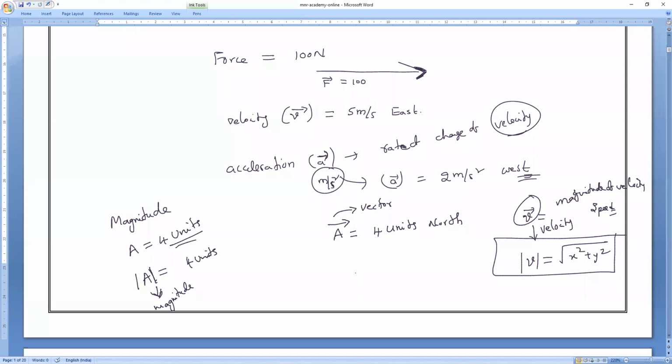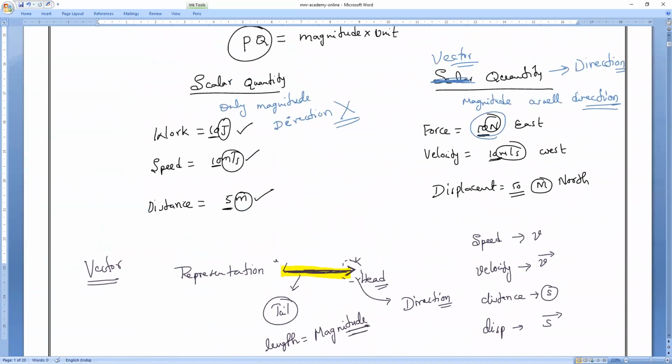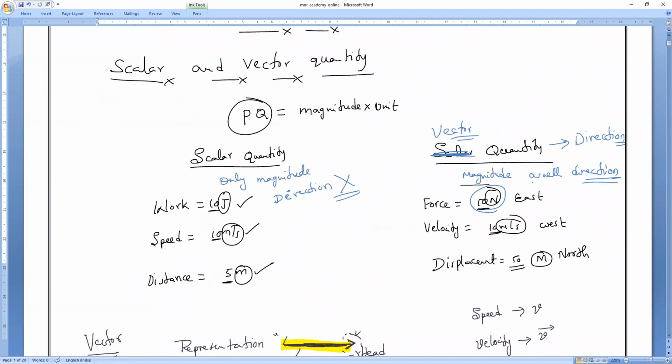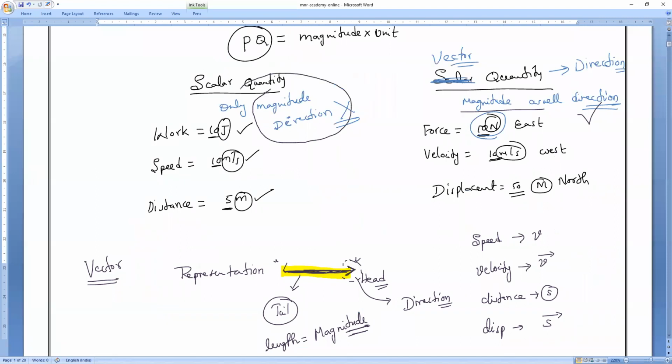For example, if I say 4 units towards the north, this is the meaning of vector, and this is the meaning of magnitude. So any kind of vector quantity has magnitude as well as direction. And if it is a scalar quantity, it has only magnitude. No direction is present for a scalar quantity. Is there any doubt in this? Please kindly let me know. Yes, sir.